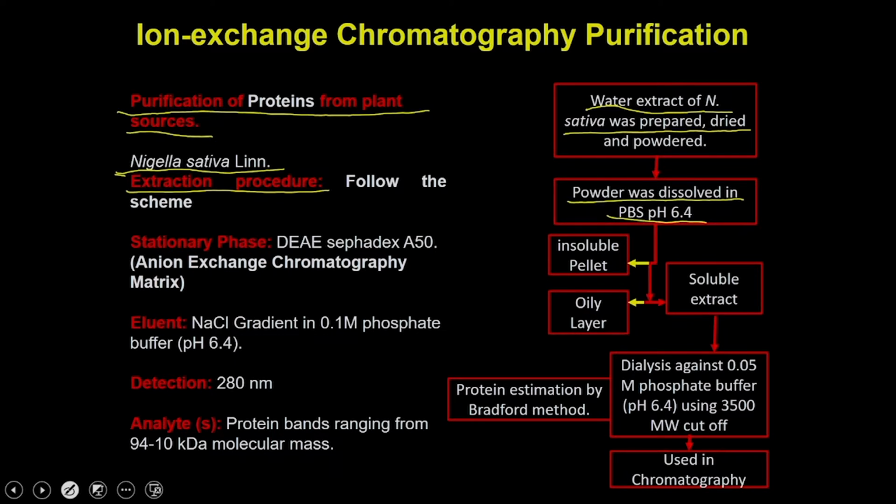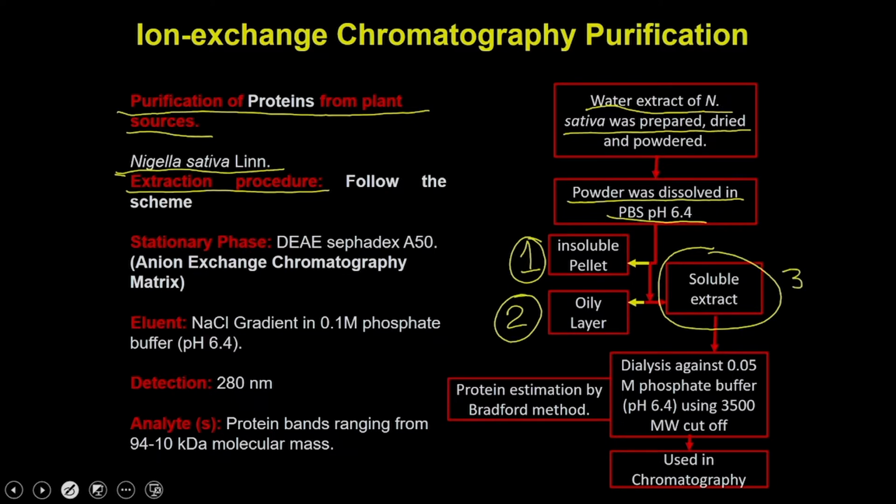Now, when you vigorously mix this powder with the PBS, you are going to get 3 fractions. In fraction number 1, you are going to get the insoluble pellet, which is going to settle down after dissolving the powder in the PBS. The second is a oily layer which is present on the top, and then you have a soluble extract, which is fraction number 3.